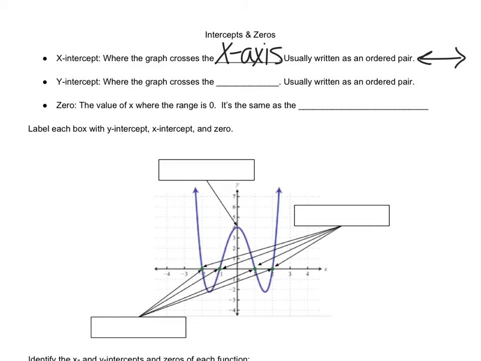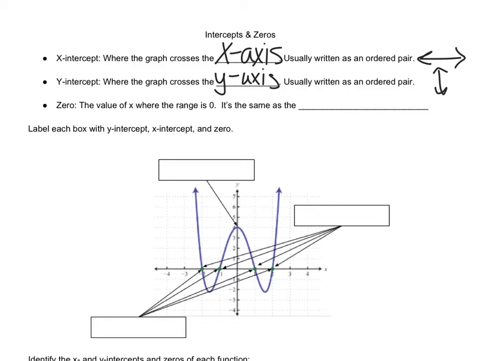The y-intercept is where the graph crosses the y-axis, and that is your vertical axis there. Again, usually written as an ordered pair. You could have more than one x-intercept and more than one y-intercept. So anytime your graph crosses those axes, that's called an intercept, because it's kind of like intersecting that axis.